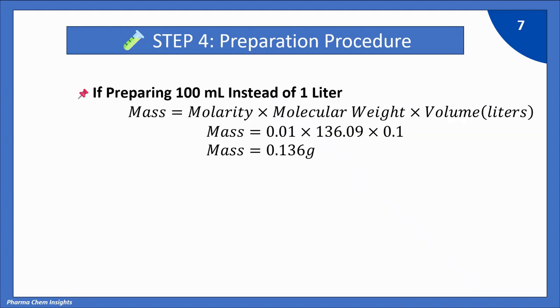Now in case if you have to prepare 100 ml instead of 1 liter, put the values in the following formula, that is mass is equal to molarity into molecular weight into volume in liters. So by putting the values, mass is equal to molarity is 0.01 into molecular weight, that is 136.09 into volume, that is 100 ml, but we have to take in liters, so it will be 0.1. So by calculating we get mass is equal to 0.136 gram. So weigh 0.136 gram for 100 ml.